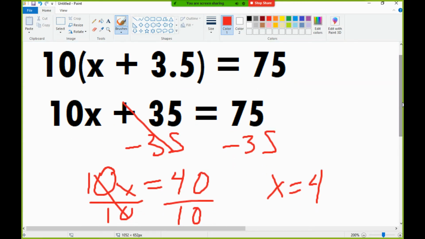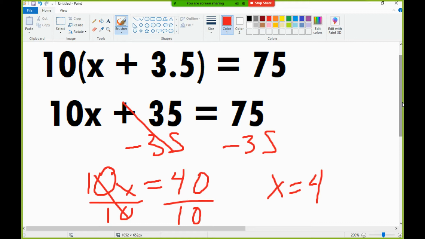And now the nice thing is you can plug it back into either of these expressions because, as we talked about, these are equivalent expressions. So when I plug a number into either of them, I should still get the same solution. They should both be 75 equals 75. I plugged 4 in here. 10 times 4 is 40. 40 plus 35, good, is 75. I plugged 4 in here. Remember your PEMDAS: we have to do the inside of our parentheses first. 4 plus 3.5 is 7.5. 10 times 7.5 is 75. So those are both fine.